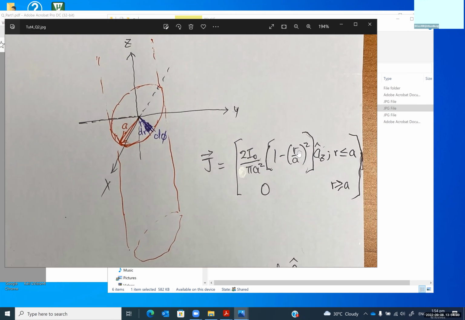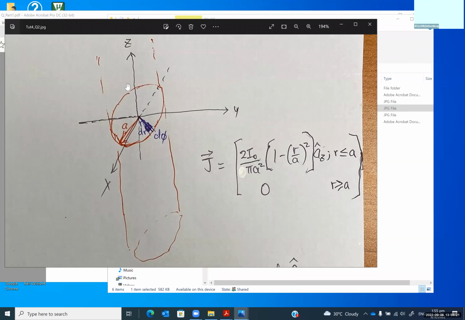If you substitute R equal to 0, you get 1 here, right? If you substitute R equal to A, you get 0 here, right? So R equal to 0 will have the highest current density, and then it becomes weaker and weaker as you go out. Is the current density uniform in phi? Going round it, is it the same? Yes, you can notice it's the same, uniform in phi, but varying with R.